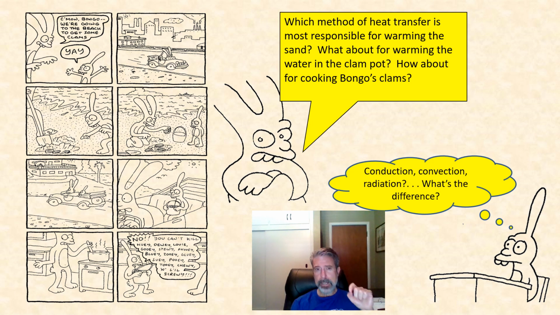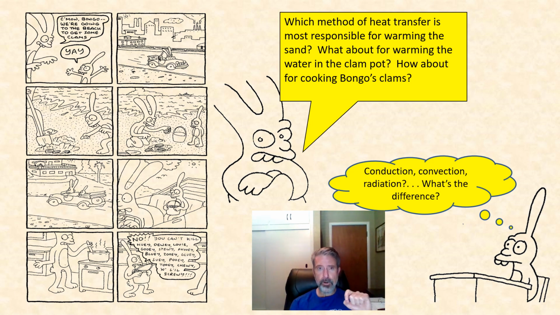So as this cartoon nicely illustrates, in a typical day here on Earth, you will witness many different methods of heat or energy transfer. Okay, today we will talk about three methods by which internal energy can get transferred from one object to another, namely conduction, convection, and radiation.